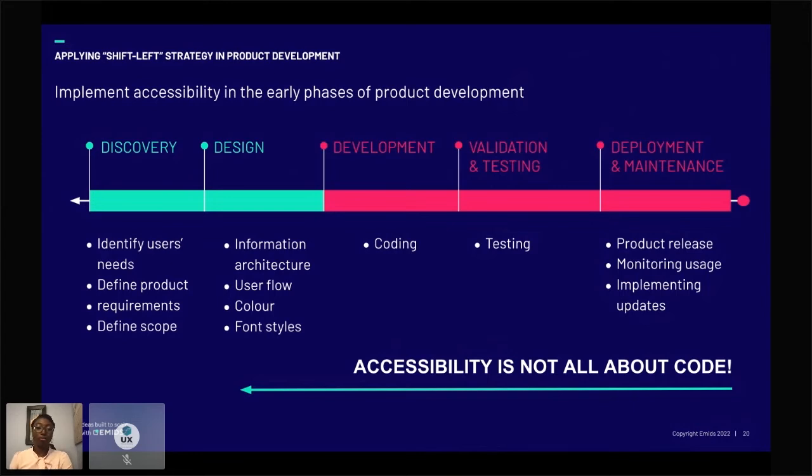Also, during the design phase, when you are considering your color palette, your font style or size, and the way the information is going to be arranged, when we consider accessibility here, it gives a huge benefit of saving cost and time later on after the product has been developed.